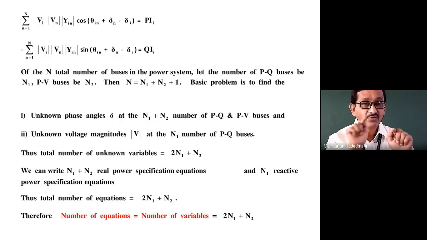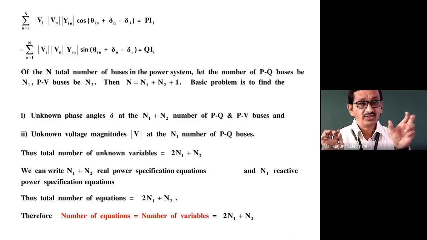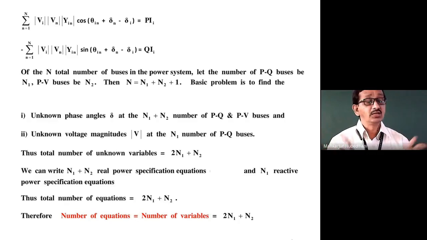Now if you apply 50 and 50, 50 generator buses and 50 load buses, how many do you have now? 100 plus 50 in this case, if I am not wrong. 150 unknowns are there for you. This is a 100 bus system. 150 unknowns you are determining with the 2N1 plus N2 concept. Then we need to write N1 plus N2 real power equations and N1 reactive power equations repeatedly, and we have to solve.